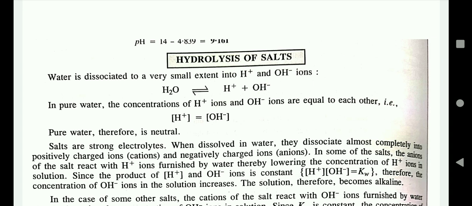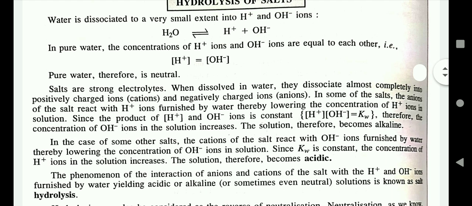Hydrolysis of a salt. Water is dissociated to a very small extent into H+ and OH- ions. H2O gives H+ and OH- ions. In pure water, the concentration of H+ ions and OH- ions are equal to each other. Pure water is completely neutral.